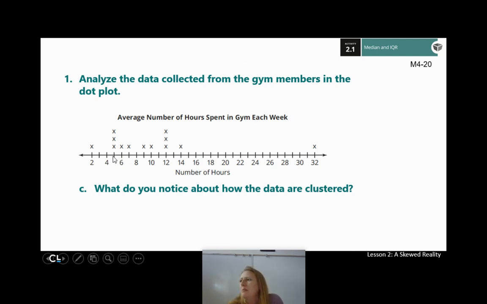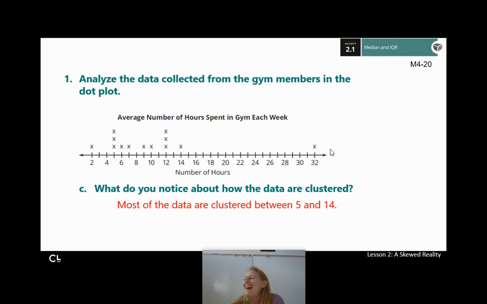So I noticed that most of my data was between 5 and 14. Did you catch that? That most of the data is between 5 and 14. I mean, yeah, there's a 2 down here, and that, again, the really ripped guy who's doing 32 hours at the gym. But most of my data is between 5 and 14.